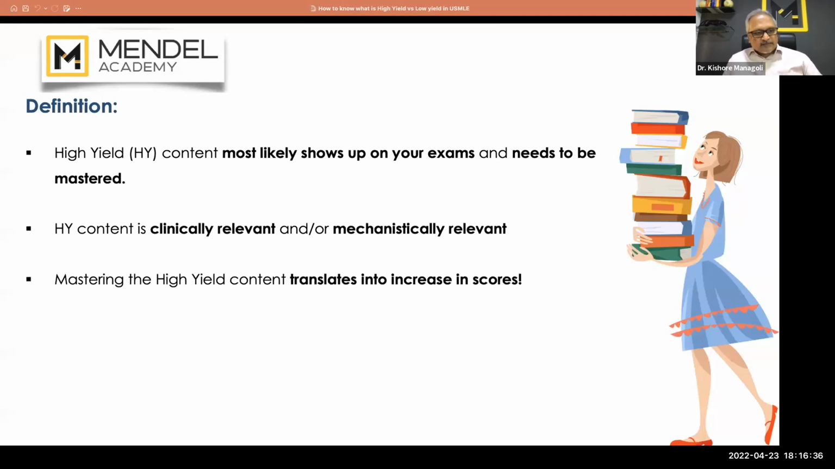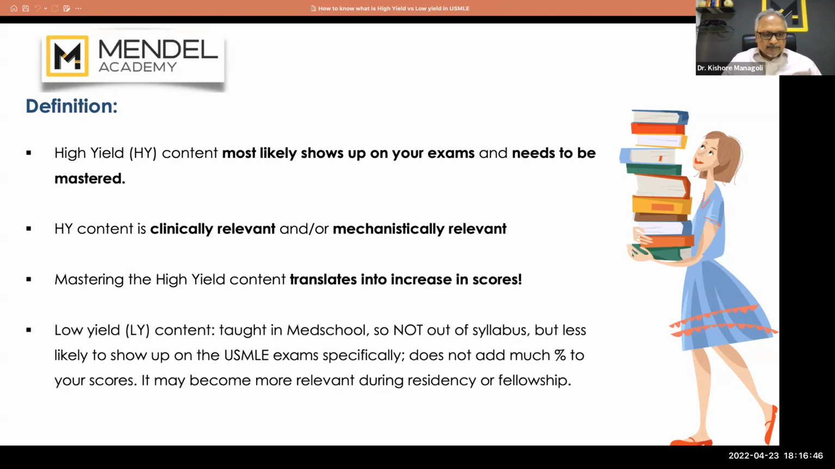Now, the importance of knowing and mastering high yield obviously is that it translates into an increase in the scores. And that is what we want, isn't it? So low yield content, on the other hand, and this is where I want you to pay more attention, in fact, because what happens is everybody knows the definition of high yield, but they don't know so much about low yield content. It is the content which is taught in medical school.